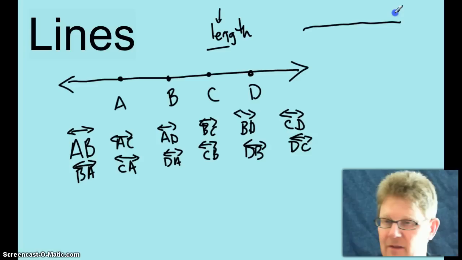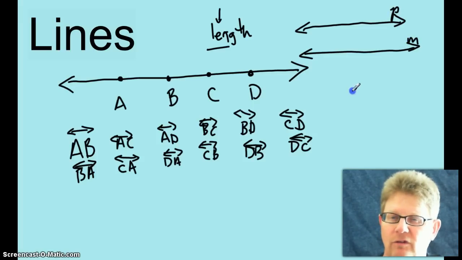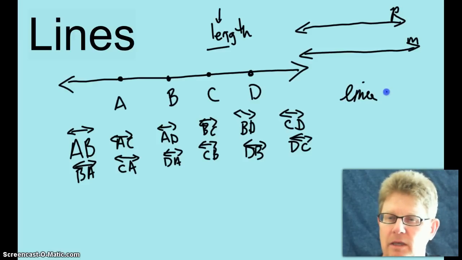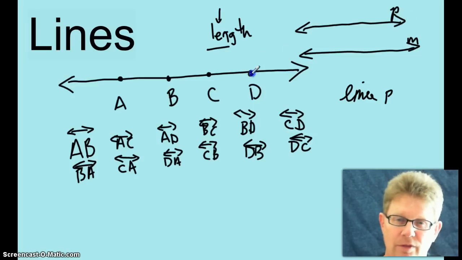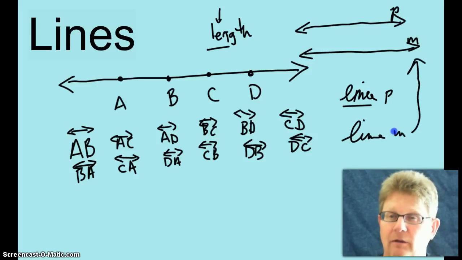Sometimes, like in chapter 3, when we talk about parallel lines, we will use lowercase letters, and we'll say line P. That is a lowercase letter, and it's always associated not with a dot, but with the end of the line where the arrow is. That says line, it really does. And this is line M right here.